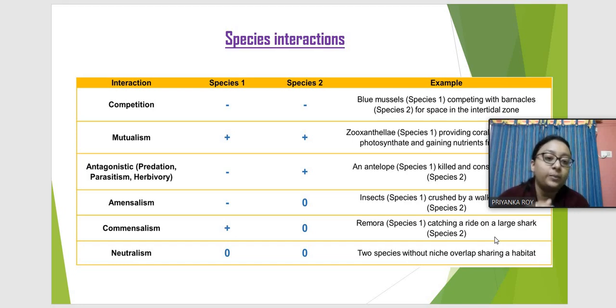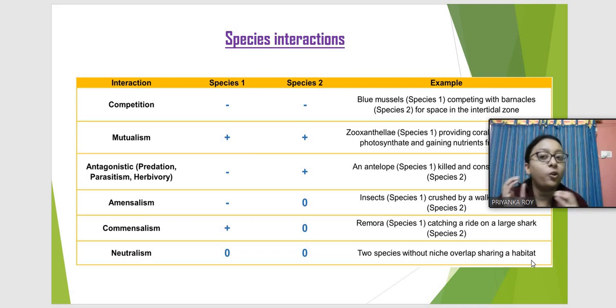And neutralism, the last one, is where two species are interacting in such a way that none of them is interfering in each other's lives. So both are in a 0-0 situation. One is neither affected nor benefited, and the other one is also neither affected nor benefited, but they are sharing some kind of interaction. For example, two species without niche overlap sharing a habitat.